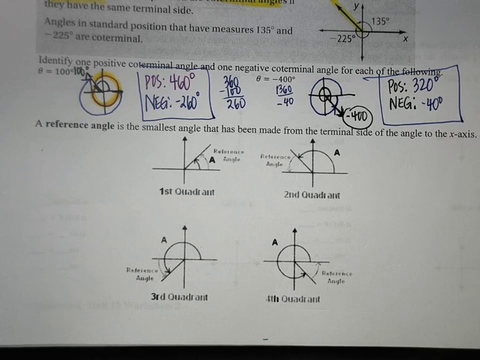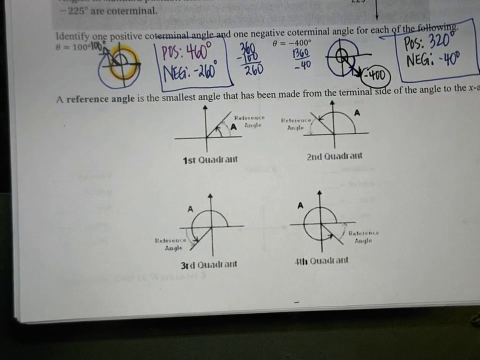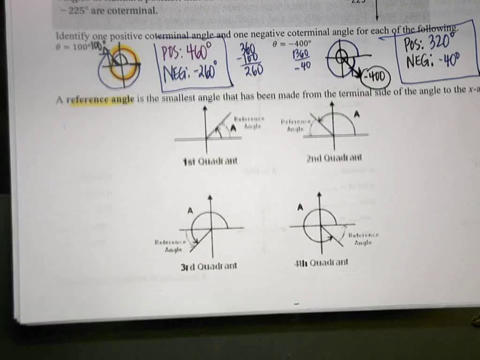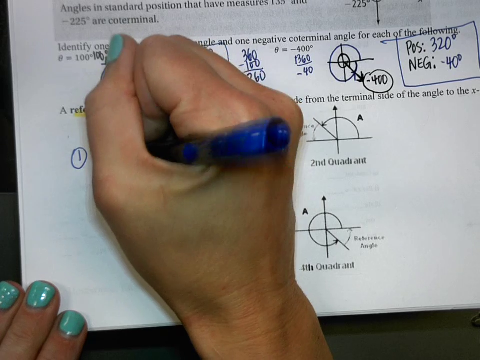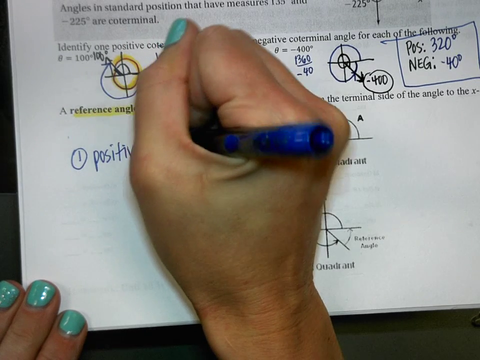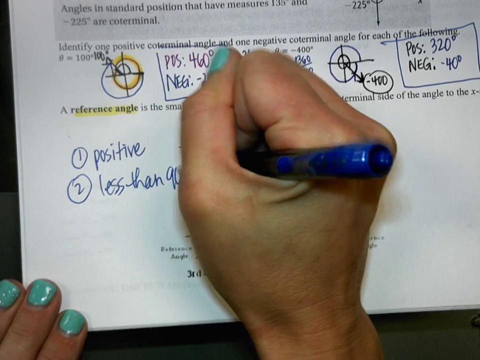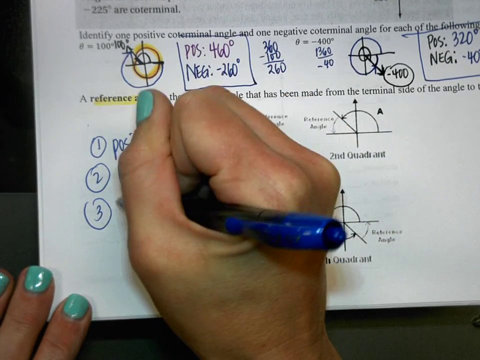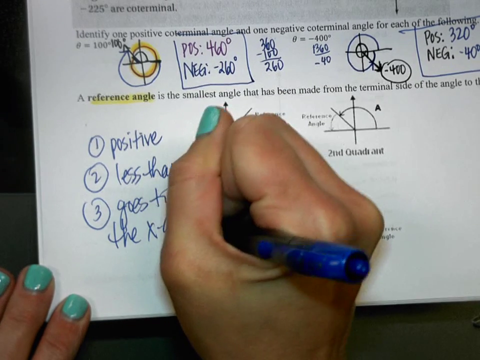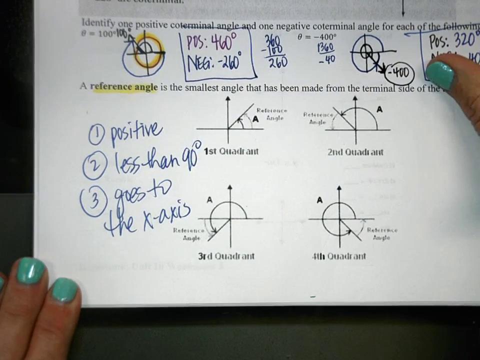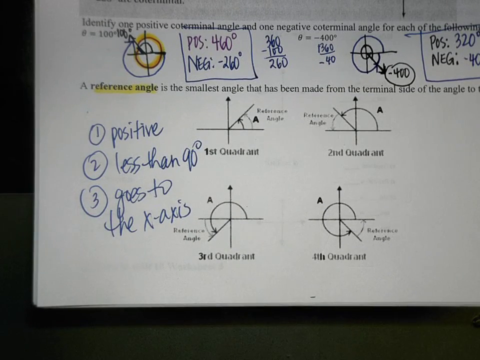No. Okay. We already talked about reference angles yesterday. What are the three most important things we need to remember about reference angles? They are positive. Very good. Less than 90 degrees. Very good. Goes to the x-axis. So those are three things that we always want to remember about reference angles.